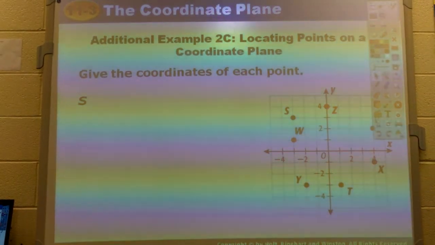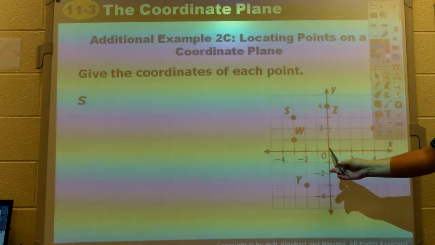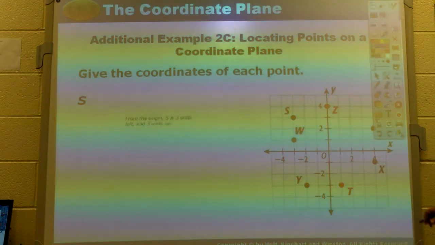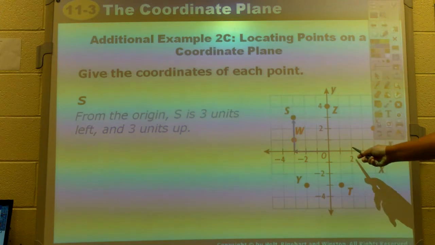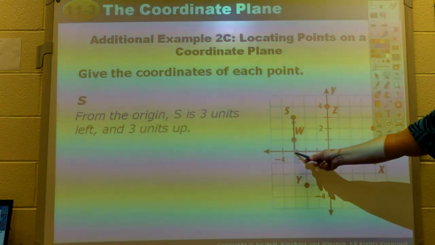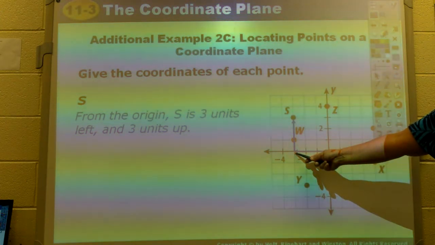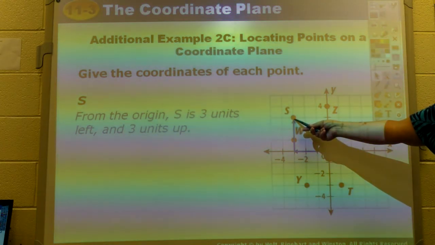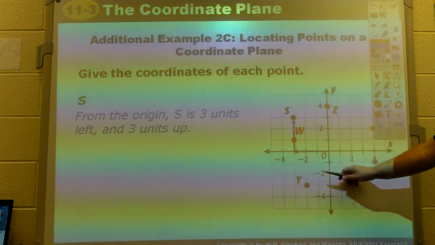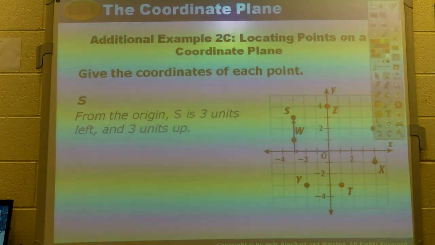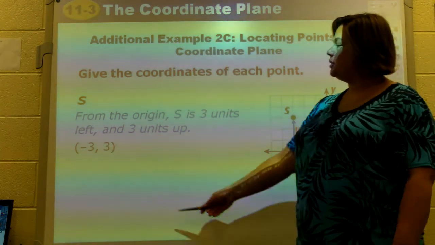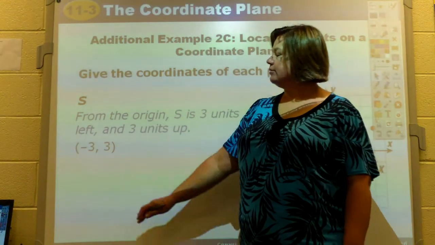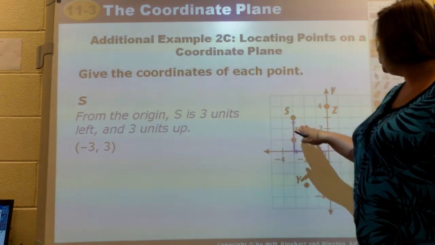Point S. Point S is here. We start at 0. We're going to run over to negative 3. That means go left 3 spaces from 0, and then go up to positive 3. Our positive numbers are going up, the negative numbers go down. So we're going to go left to negative 3 and then up to positive 3. So our coordinates are negative 3, 3. That would be the coordinates for point S.